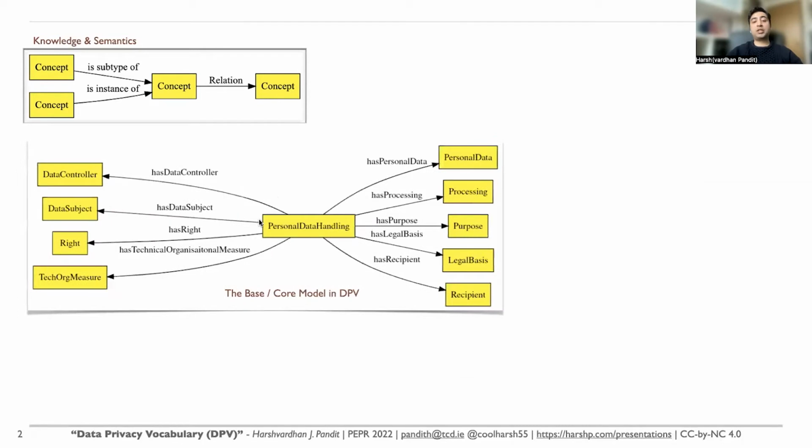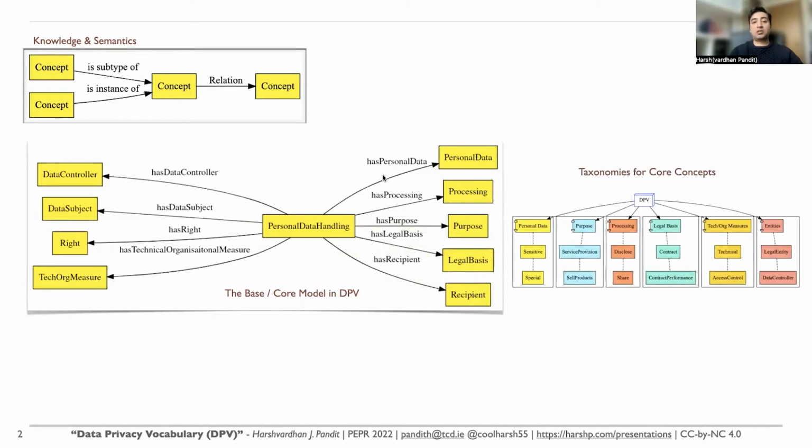The core concepts within DPV include things such as data controllers, data subjects, recipients, or entities that are associated with personal data, the personal data itself, what kind of operations are happening on personal data, for what purposes, under what legal basis, how the data is secured using specific technical and organizational measures, and what rights are provided in part of this personal data handling or processing.